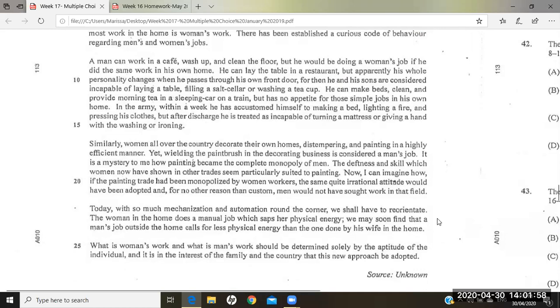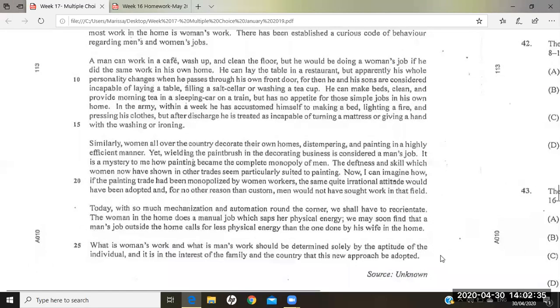Today, with so much mechanization and automation around the corner, we shall have to reorientate. The woman in the home does a manual job, which saps her physical energy. We may soon find that a man's job outside the home calls for less physical energy than the one done by his wife in the home. What is woman's work and what is man's work should be determined solely by the aptitude of the individual. And it is in the interest of the family and the country that this new approach be adopted. And the source is unknown.